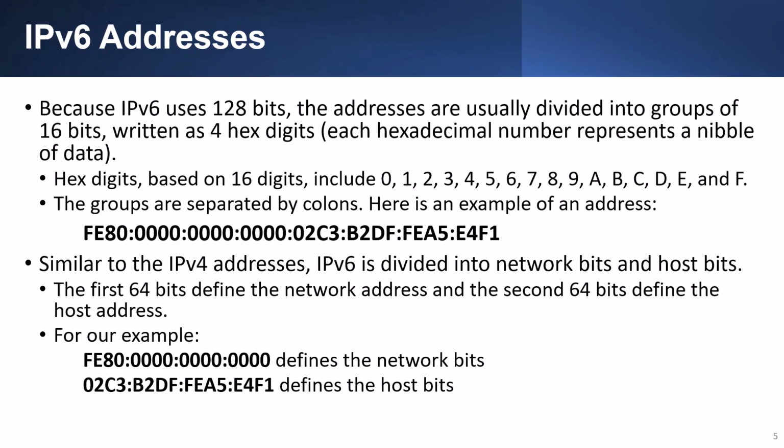Similar to IPv4 addresses, IPv6 is divided into network bits and host bits. The first 64 bits define the network address, and the second 64 bits define the host address. For our example, FE80:0000:0000:0000 defines the network bits, and 02C3:B2DF:FEA5:E4F1 defines the host bits.